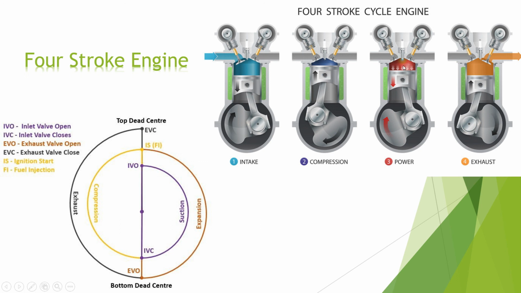Here again the piston moves from TDC to BDC. After reaching the BDC, the exhaust valve opens. Again, from BDC to TDC, the piston moves, so the exhausted matter will be sent out through the exhaust valve. When the piston again reaches the TDC, the exhaust valve closes and the inlet valve opens. So again, this is a continuous process.